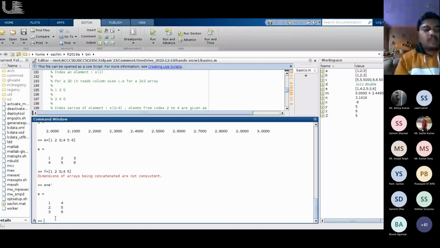Like everyone remembers identity matrix and zero matrix and diagonal matrix. कोई बता सकता है आइडेंटिटी मैट्रिक्स क्या होता है? What is identity matrix? Anyone?